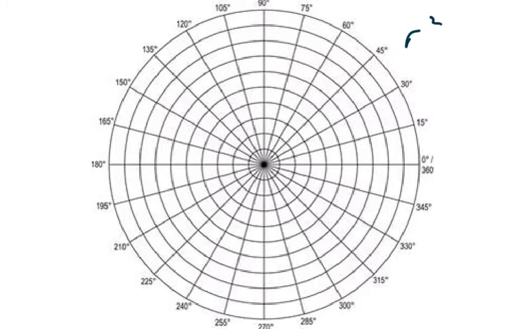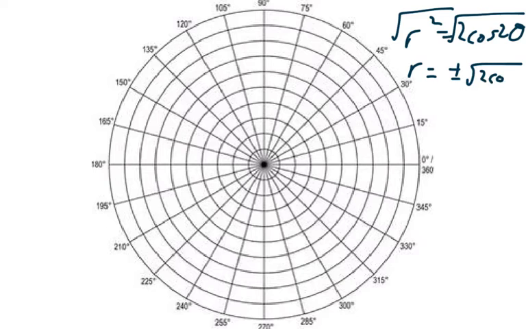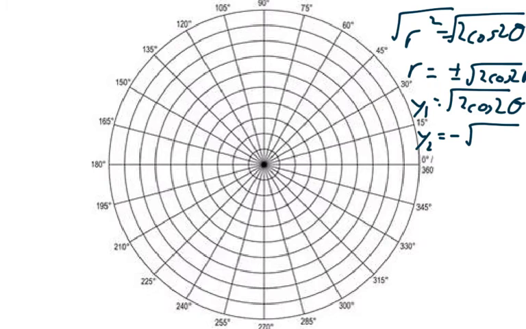r squared equals 2 cosine 2 theta. So what I'm going to do is I'm going to take the square root, and r equals plus or minus the square root 2 cosine 2 theta. So y1 equals the square root of 2 cosine 2 theta, and y2 equals negative square root 2 cosine 2 theta. And I'm going to make each circle 1 so that we can have a better chance of seeing this. So I'm putting y1 and y2 both in my calculator.